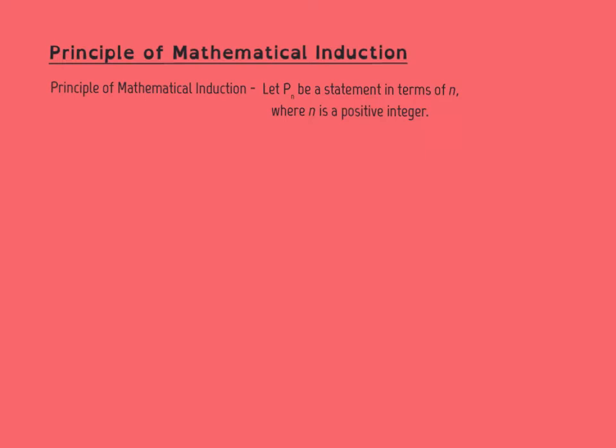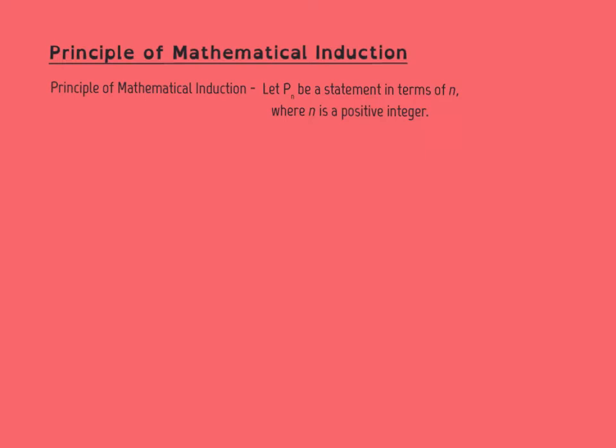Basically, if you line up a bunch of dominoes and you push over the very first domino to fall, it will then cause the next domino to fall, which will then cause the next domino to fall, and this process continues until all the dominoes have fallen. This is really how mathematical induction works.